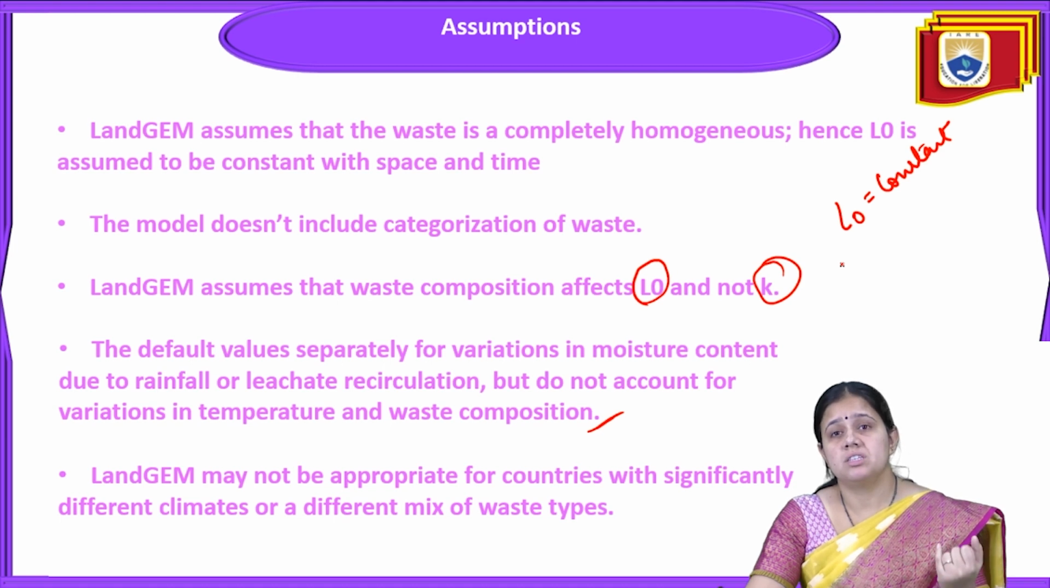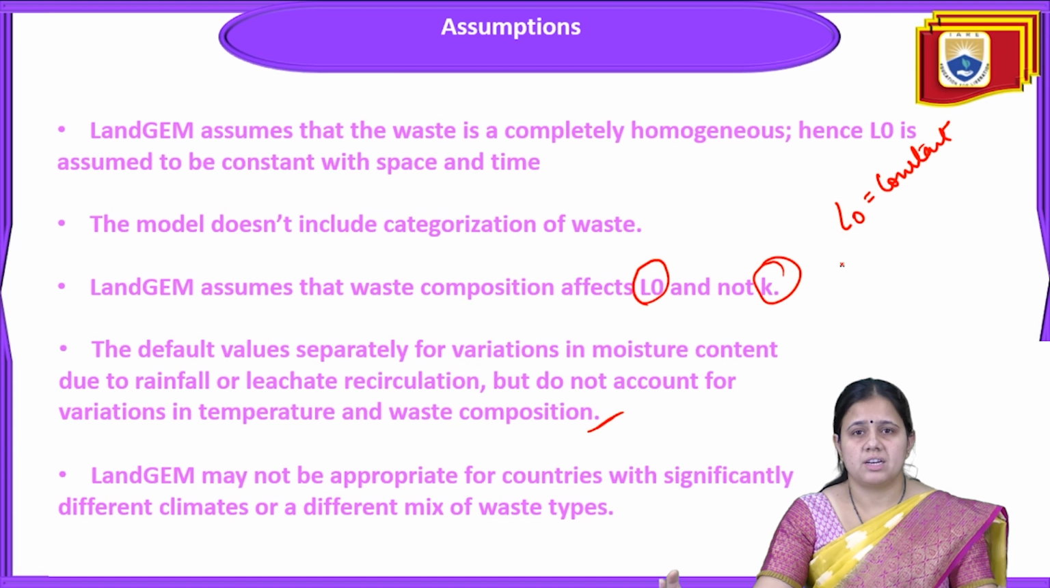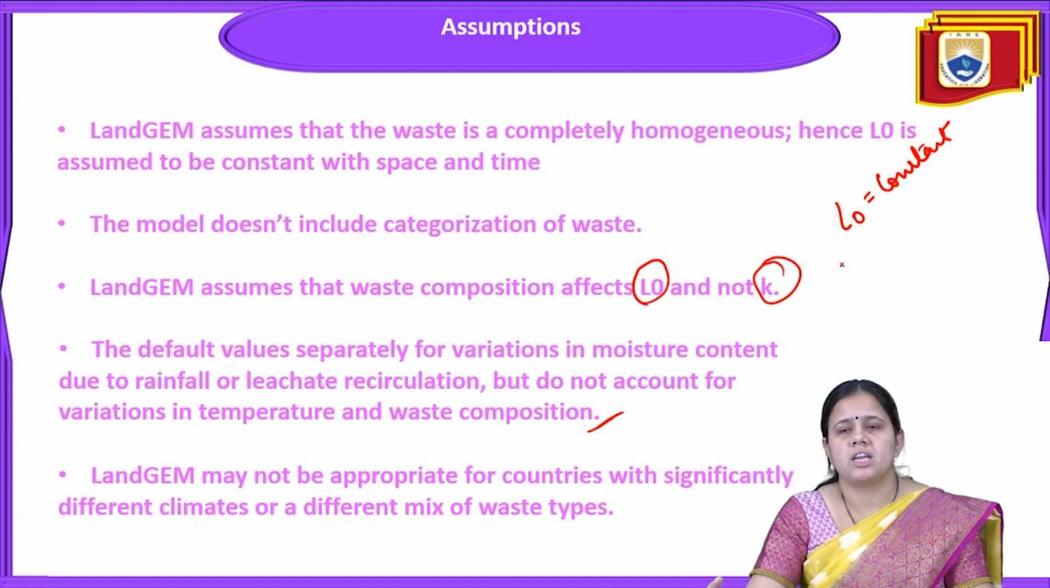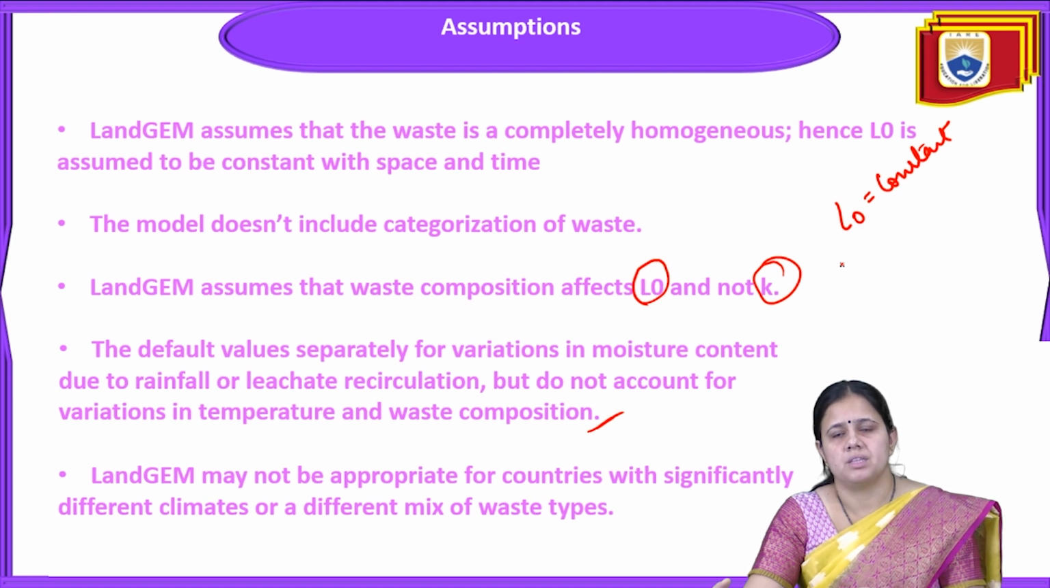If we go for this type of modeling for the Indian climate, then L naught won't be constant with time and space. The values account separately for the variation in moisture content due to rainfall or leachate recirculation, but not for the variation in temperature and waste composition, and this will not be appropriate. Obviously, for that reason, this modeling method is not appropriate for countries with significantly different climate or different mixed types of waste.